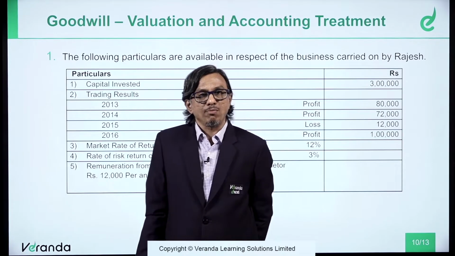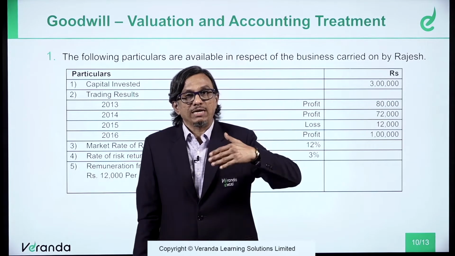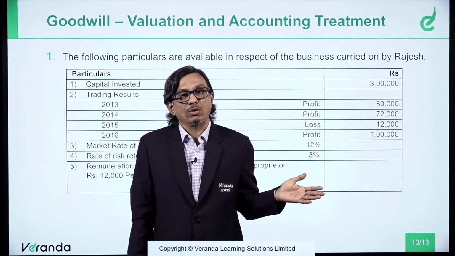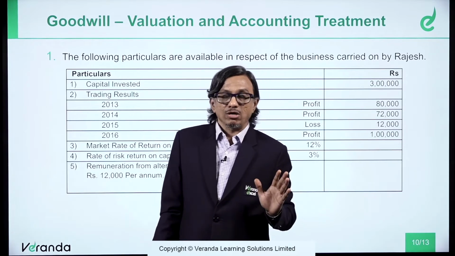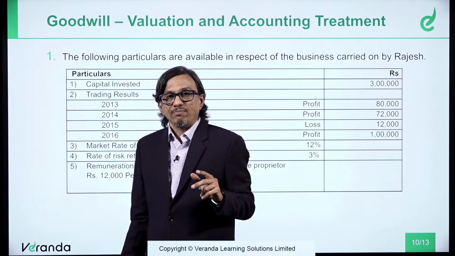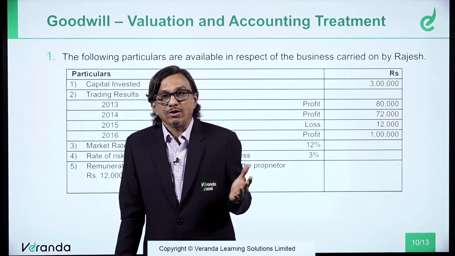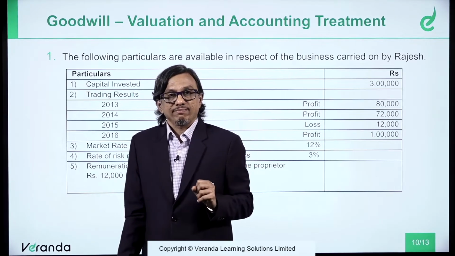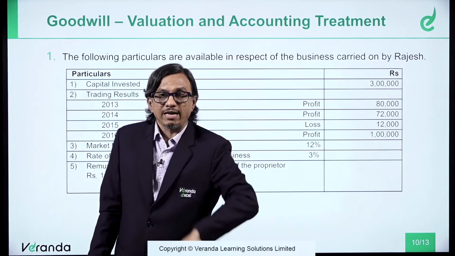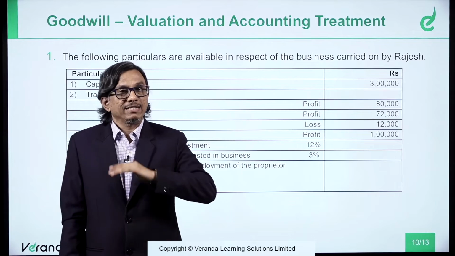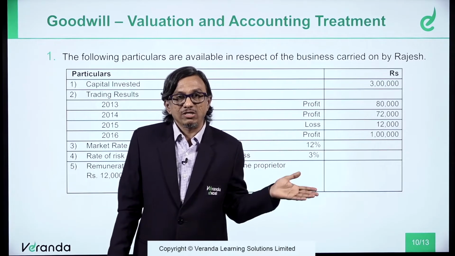So you find in this problem the profits keep varying. 80 became 72, then there was a loss, again suddenly it shot up to 1 lakh. So it is not showing any particular trend. You have to understand that, because when the profits of a business is showing a particular trend, either increasing or decreasing, you will have to go for weighted average profits. But in this problem, first year 80, then it got down to 72, then loss of 12, again it went up to 1 lakh. So there is no specific trend shown in the profits in this situation.